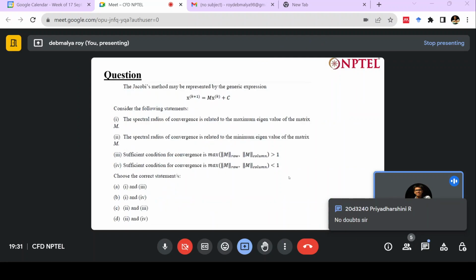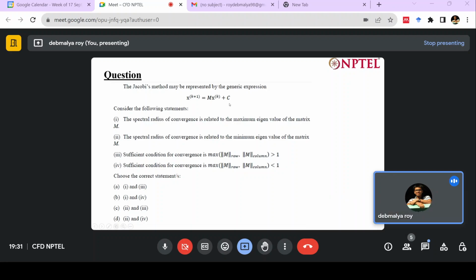Let's go to the next. So the Jacobi method may be represented using this generic expression. So this expression is given, and we have four statements. We have to say which one is true and which one is false. The first statement is given for spectral radius, so we must know what a spectral radius is.